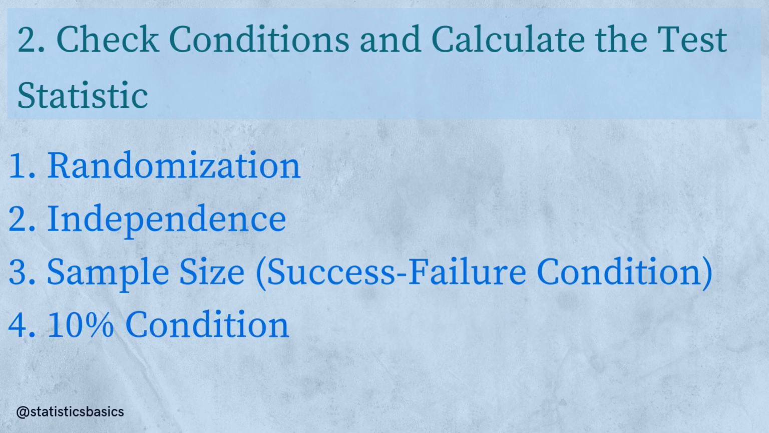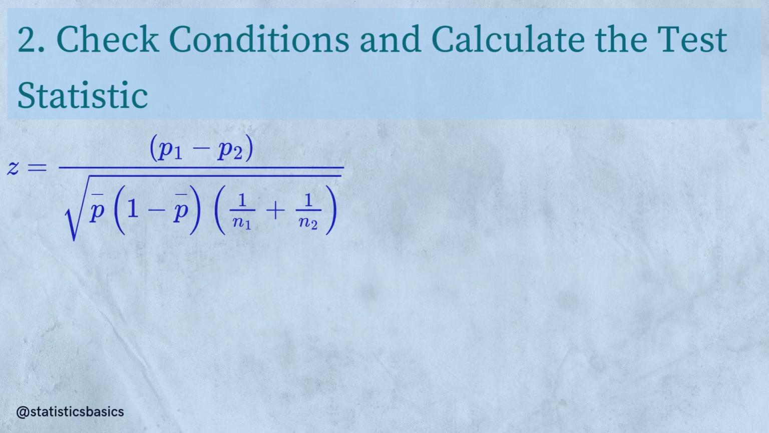In this scenario, the random assignment of patients to each group satisfies the randomization requirement and ensures independence between the groups. The success-failure condition is satisfied for each group, and independence within groups is assumed. To find the standardized difference between the two sample proportions, we calculate the z-statistic using the following formula.